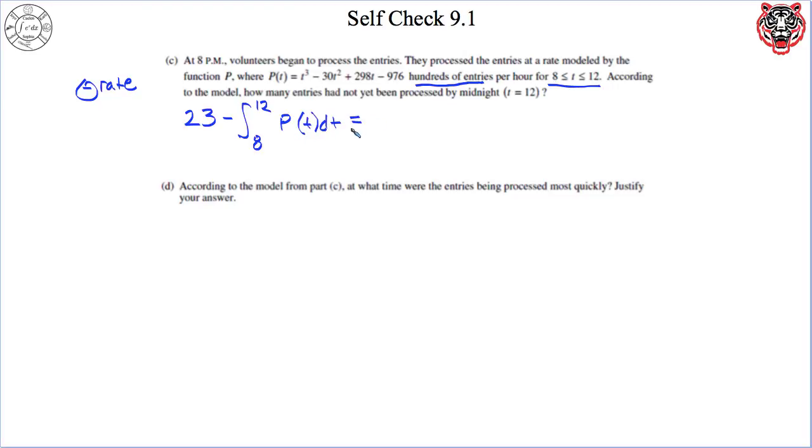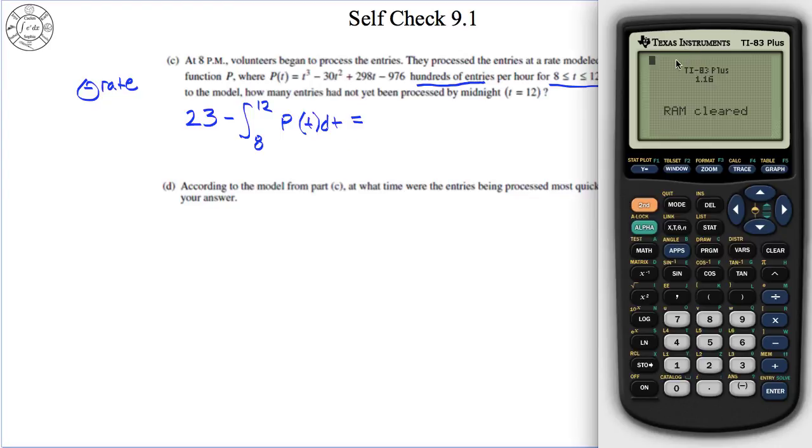And now we have to actually calculate what that is. So I'm just going to use my calculator here. Alright, so y equals, and we're entering our equation, so it's x to the power of 3 minus 30 t squared plus 298t minus 976. And we don't even need to graph this thing, we just want to second quit. We want to just find the integral.